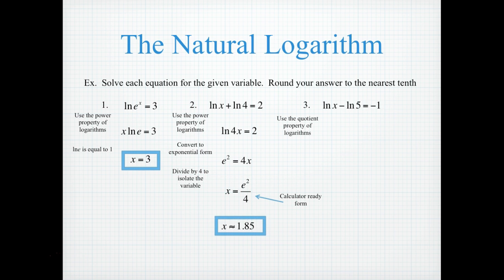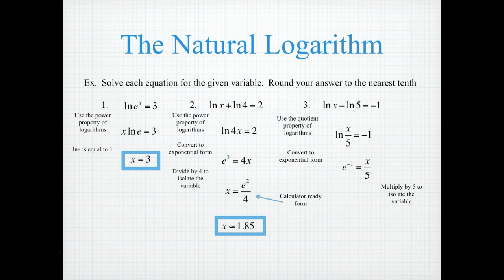Next, we have the natural log of x divided by the natural log of 5 is equal to -1. And we're going to use the quotient property of logarithms. Doing so allows us to condense the log into a single expression as the natural log of x over 5 is equal to -1. Now when we convert this to exponential form, we get e to the -1 power is equal to x over 5.